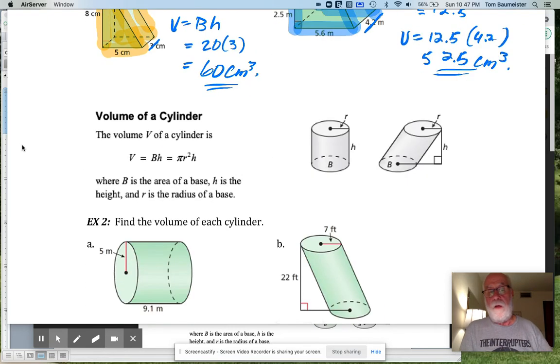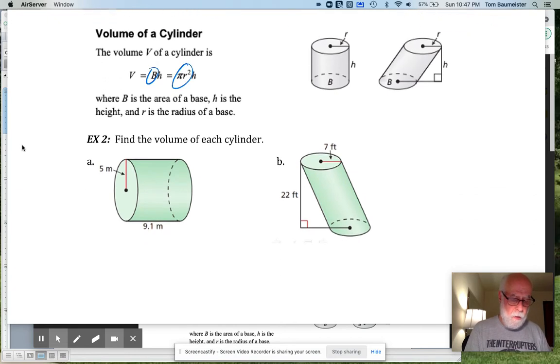Volume is basically the same thing for a cylinder, except your base is a circle, so it's the area of the circle. The volume V of the cylinder is V equals capital B times H, where B is equal to pi r squared, H is the height, and r is the radius of the base. So example 2, find the volume of each cylinder. Same kind of thing. Remember, it can be slanted. You just have to take the height.